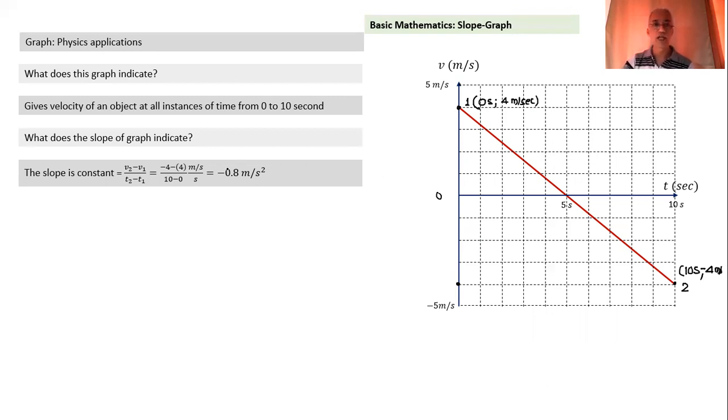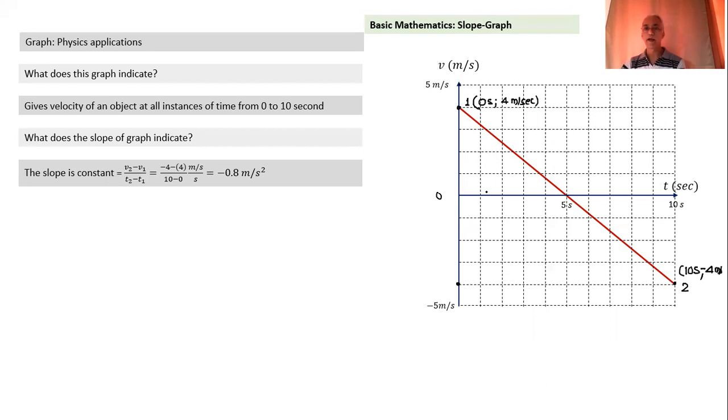Slope is negative. That's the negative term here. So velocity is decreasing, and slope is constant. And so some of you might be able to recall what this term indicates here. This term indicates rate of change of velocity, and average rate of change of velocity, the so-called acceleration.